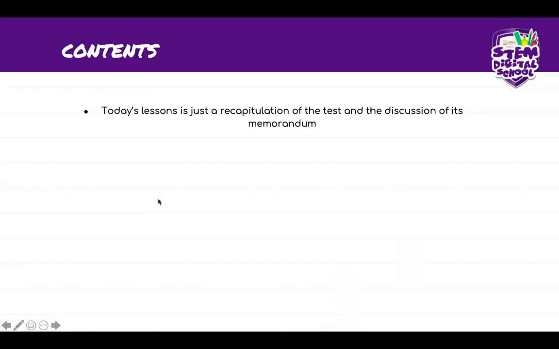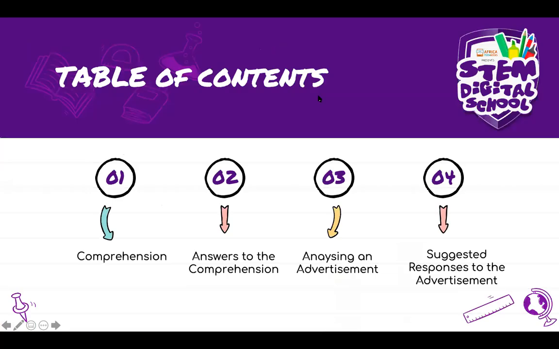So as I said, today's lesson is just a recapitulation of the test and the discussion of its memorandum, given the test that you all were given. We will be doing the following things today. We'll do the comprehension. We'll do the answers to that comprehension. We'll do the analysis of the advertisement, and then we'll also do the suggested responses to the advertisement.